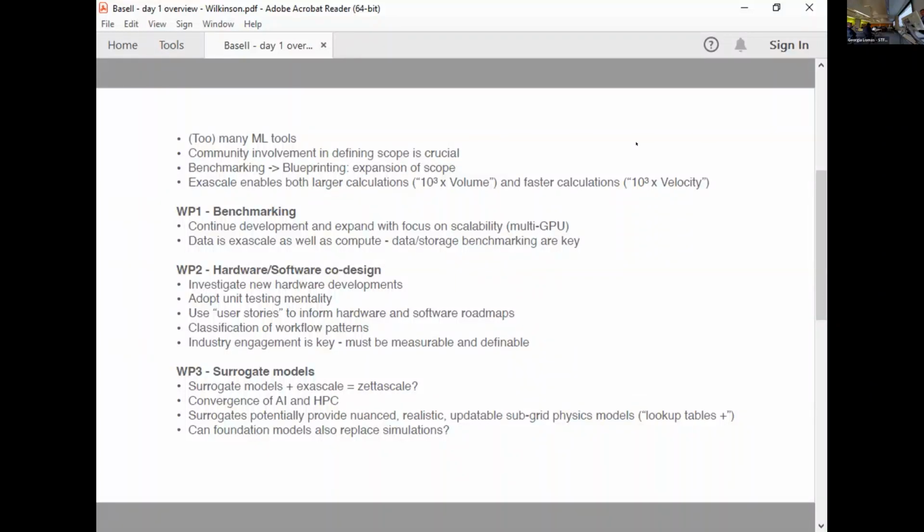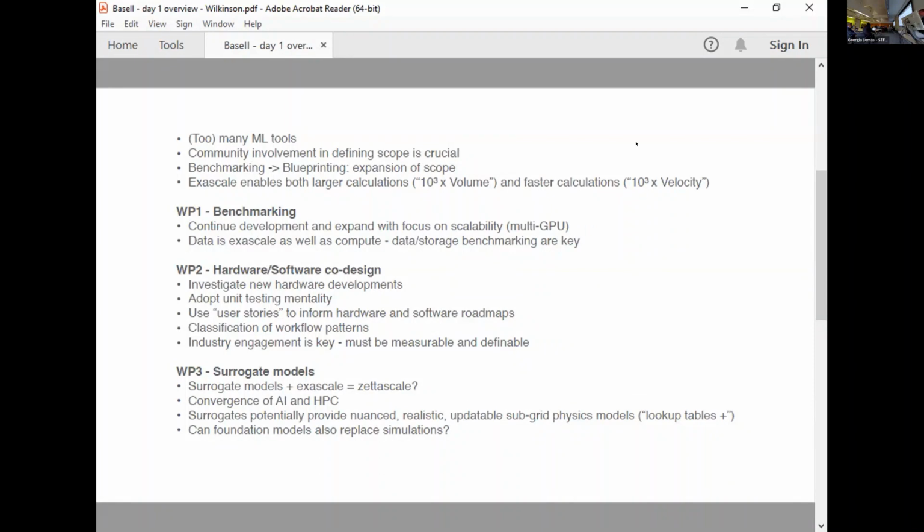The other key point that came out was that exascale is not just about doing bigger calculations. Doing calculations that are 1,000 times bigger is obviously one of the things you can do with exascale compared to petascale, but also doing the same calculations 1,000 times faster, allowing you to maybe do 1,000 times as many simulations. So the velocity side of things is also key.